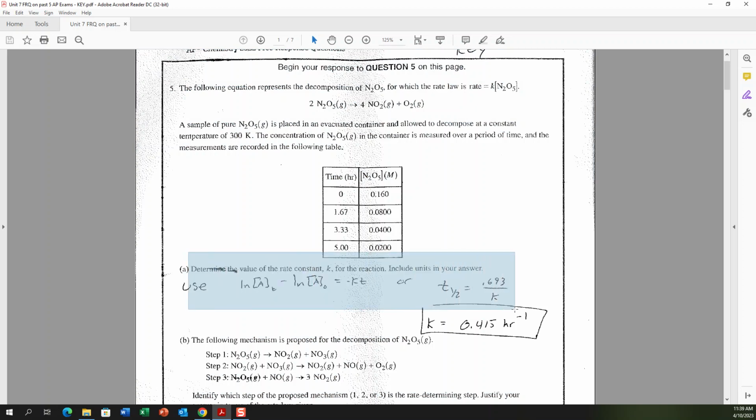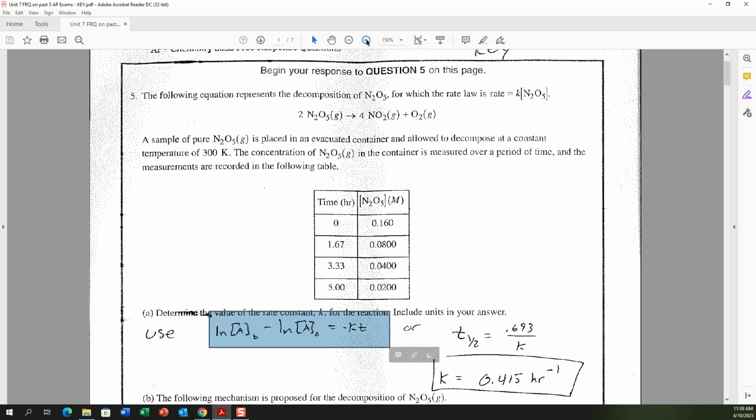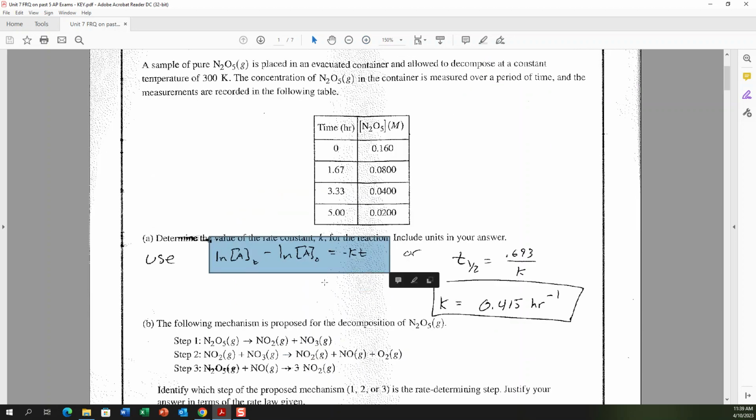So first off, the first question is just figure out what k is based on what we know so far. So we don't have the data to actually plug into this rate equation to solve for k. So when you have time data, you should be thinking the integrated rate law. So you have this integrated rate law you could use because it's first order. So remember that is on your formula sheet. So we could plug in 0.16 in for here. We could plug in 0.08 in for here. We could plug in 1.6 hours in for time and solve for k.